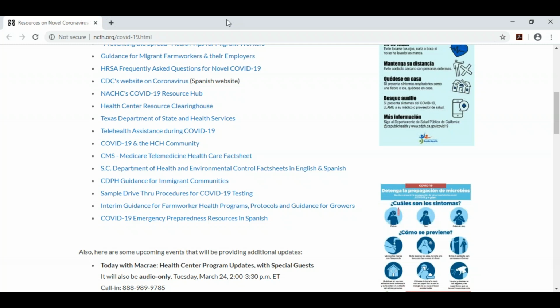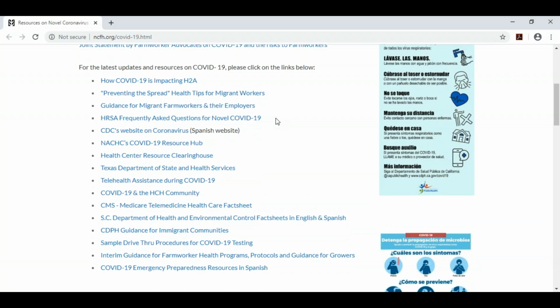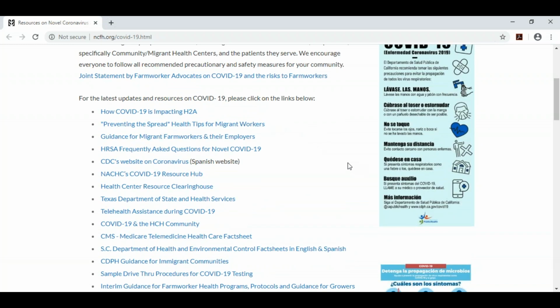We also will update it depending on what the FHN develops so that we can provide you again the latest information related to the pandemic and resources and tools that are specific to the ag worker community so that you can have that information and be able to share it with your patients as well.